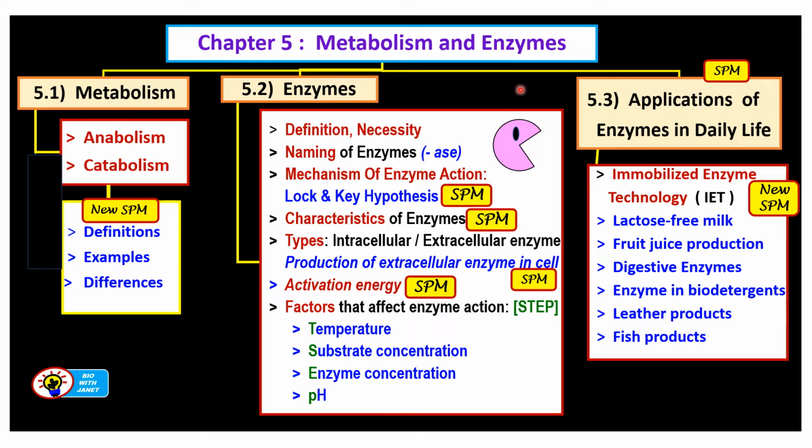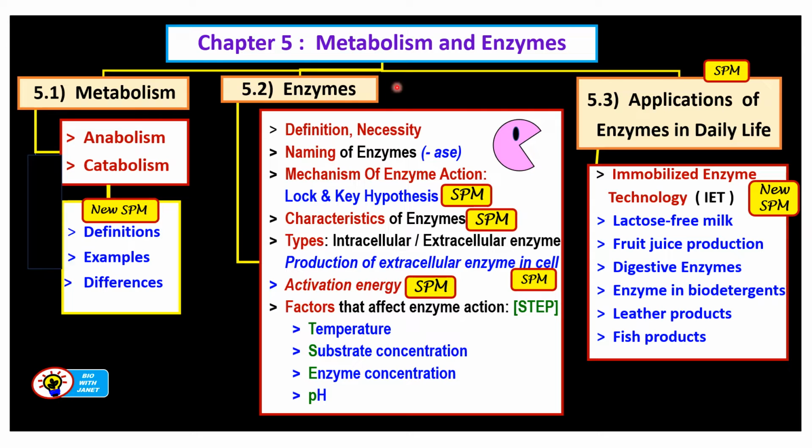Let's have a quick recap of the overview and the importance of the subtopics for Chapter 5, Metabolism and Enzymes. What are the important topics for your SPM exam? Firstly, 5.1 Metabolism, which includes anabolism and catabolism. We have to know the definitions of these two terms, as well as examples and the differences between these two types of metabolism.